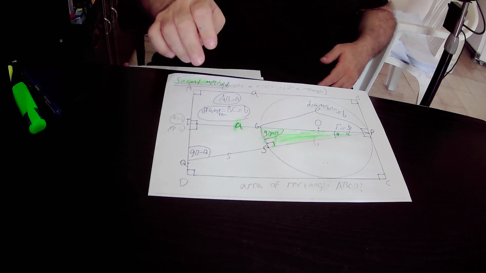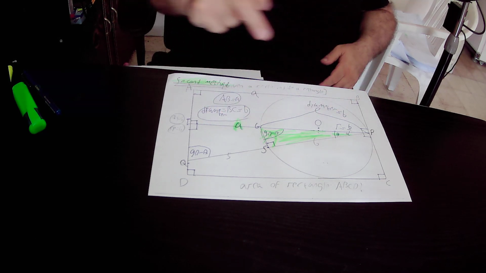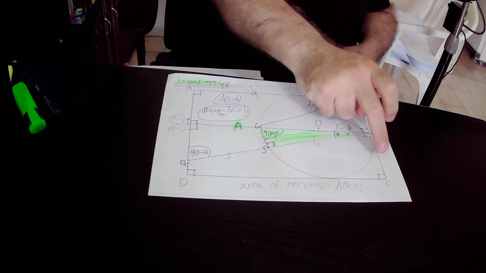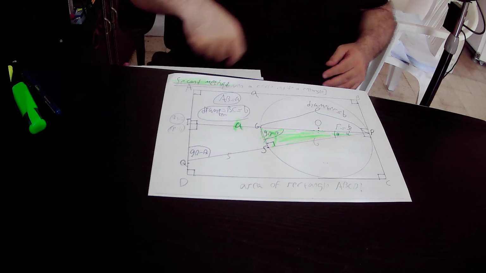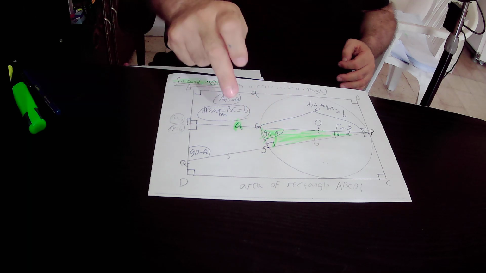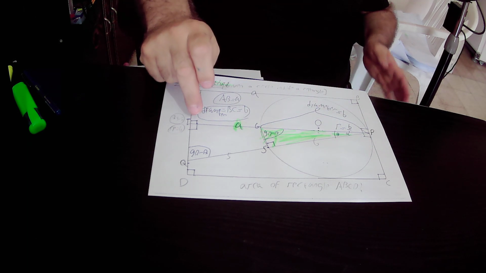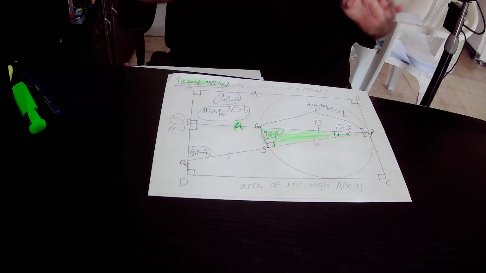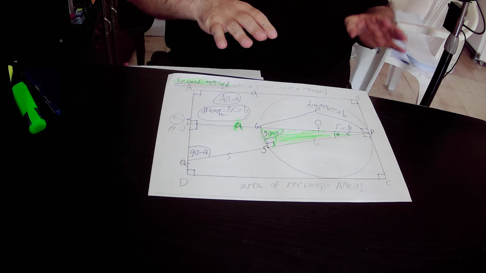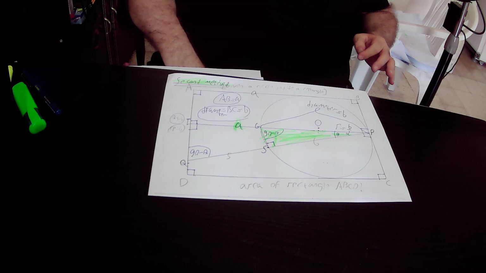Likewise, quadrilateral TPDC has 1, 2, 3 right angles. Again, quadrilateral TPCD has 1, 2, 3 right angles. Therefore, the fourth angle must also be a right angle. So quadrilateral TPDC is a rectangle. Okay?